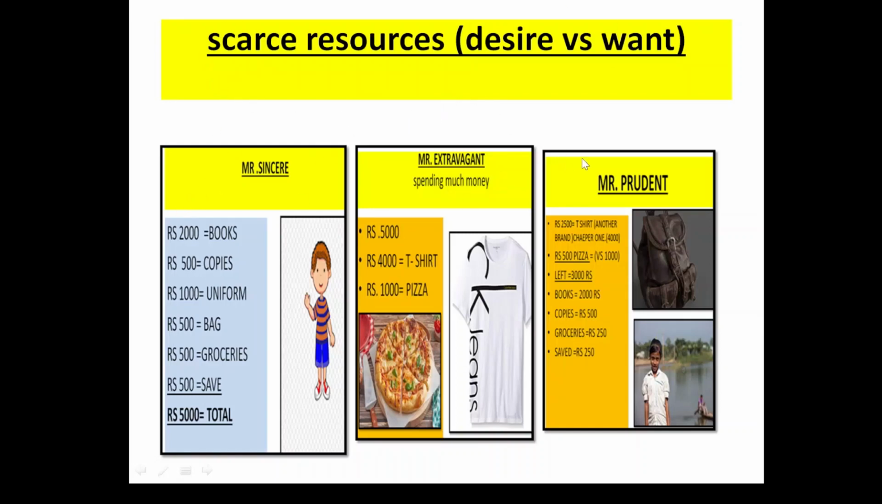We know that all the three friends had the same amount of resources, 5,000. But all the three needed some extra to enjoy more. But there is always a limit. So any limit leads to choices or alternative uses of the same resources.